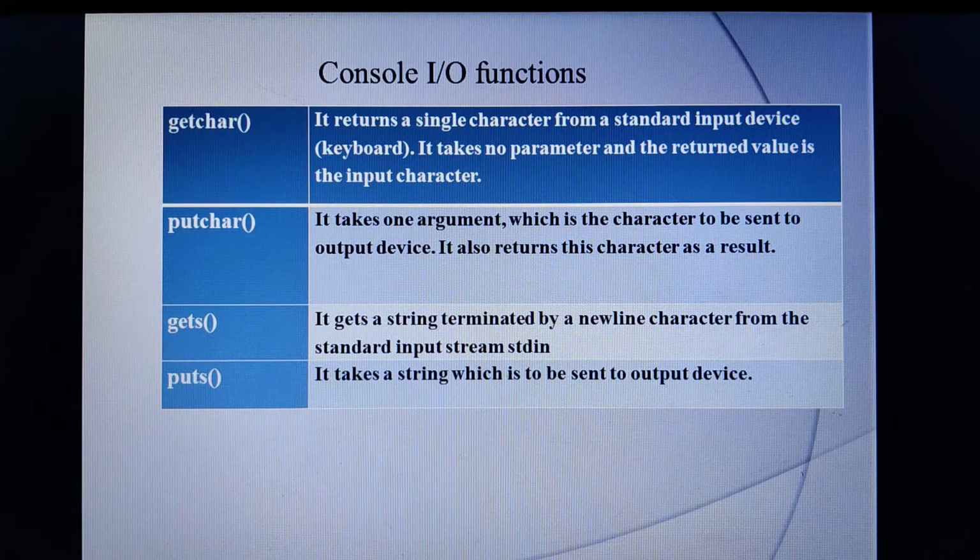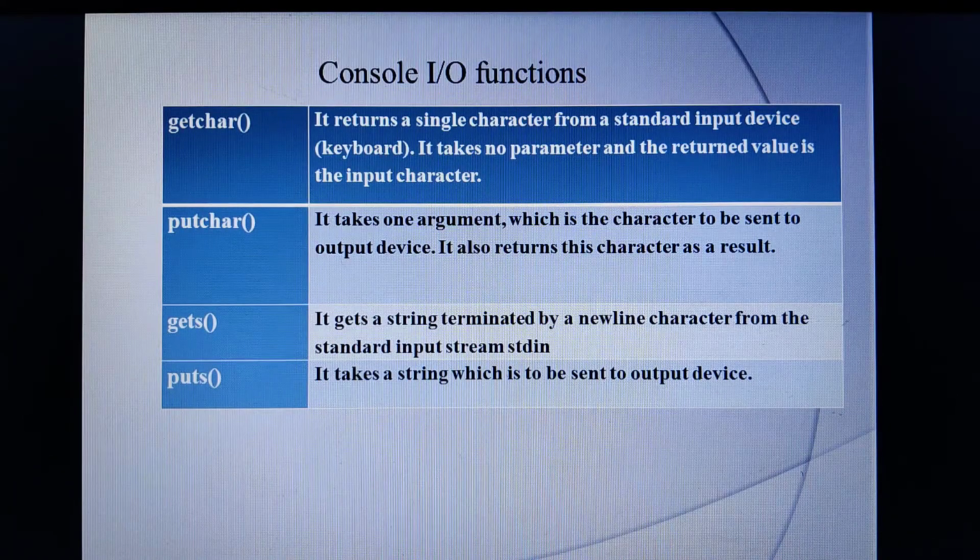What does that mean? Suppose I am giving the string C++ space programming. Gets is a function that accepts the string which has been terminated by the new line. That means after giving the input C++ programming, I will press enter. When I press enter, it is taking the new line character from the input device, the standard input device, which is nothing but the keyboard.